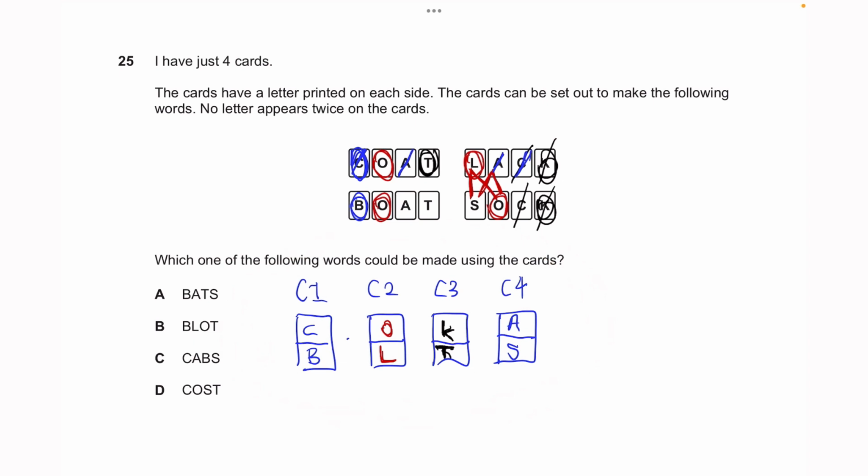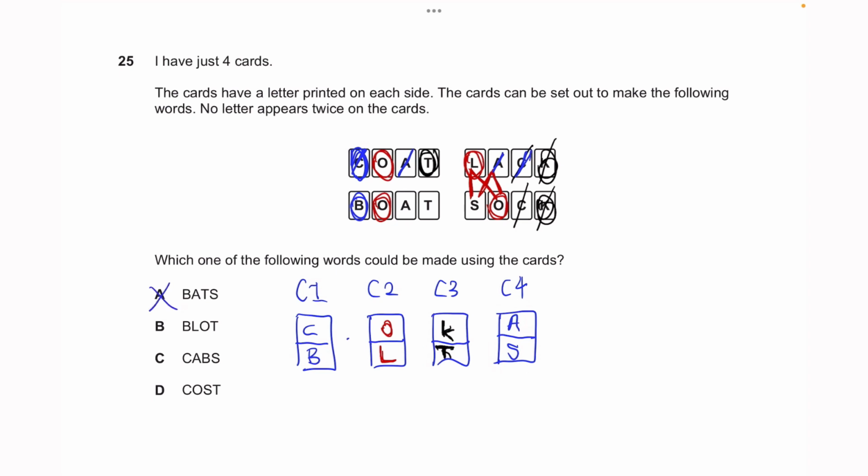And so we need to now know which one of the following words could be made using the cards. And so we've got bats, blot, cabs, and cost. So if we have a look at bats, we've got B here, A here, T here, but we've got S here. And you can't use 2 letters from the same card at the same time. So that's why A can't be it.